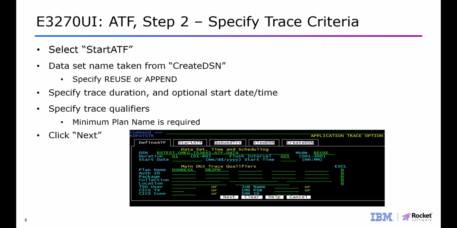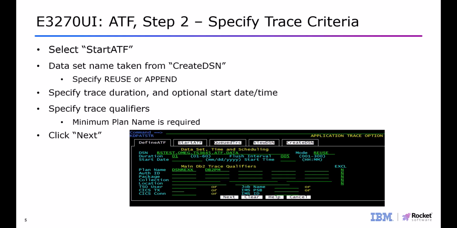So if you want to just use the same trace file for new traces and just overwrite what was in there, that's what the reuse option will do. If I want to continue collecting data and appending onto the existing collection, I could specify the append option.